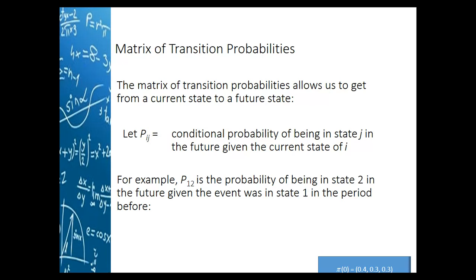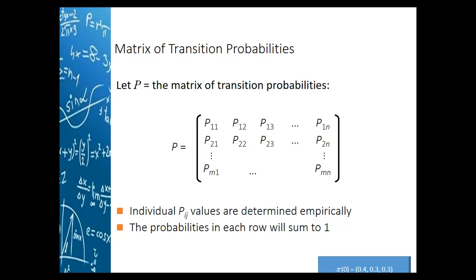For example, if you have P_12, it is the probability of being in state 2, which is the future state, given that the event was in state 1 in the period before. So your earlier state is 1, and your future state is 2. I hope that is clear. Once you keep on doing this, this is the final version of your transition matrix, or what we call the matrix of transition probabilities. Normally people just say transition matrix. Interesting so far, isn't it?